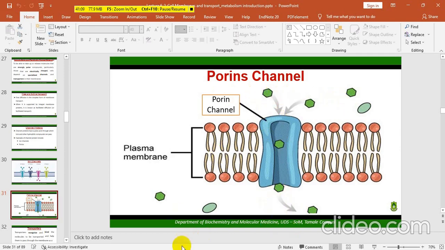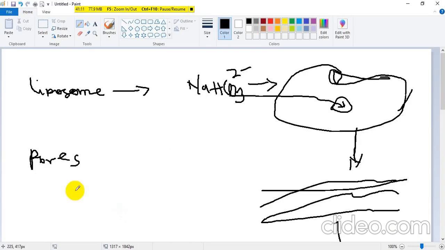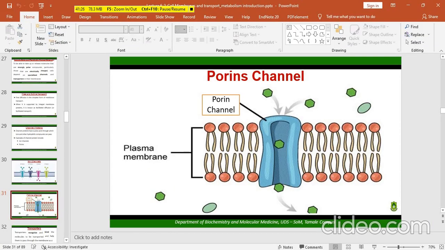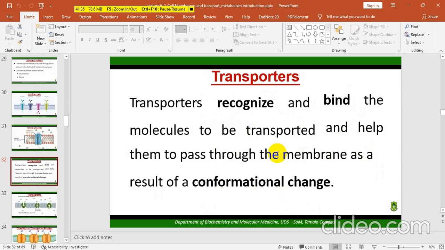And aquaporins are what? Aqua means water. Aquaporins allow only water to pass through. So aquaporins allow water to pass through them. So this is the plasma membrane. We have what? A porin channel or a pore, which allows bigger particles to pass through.